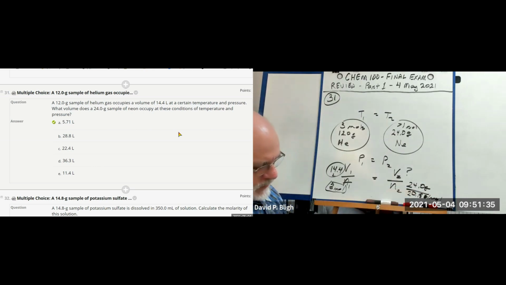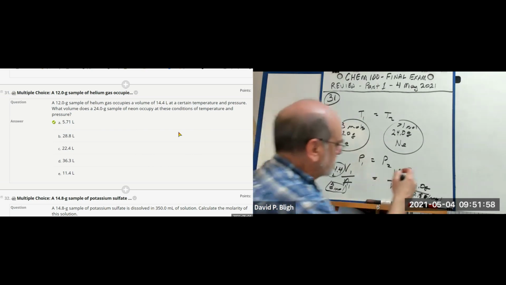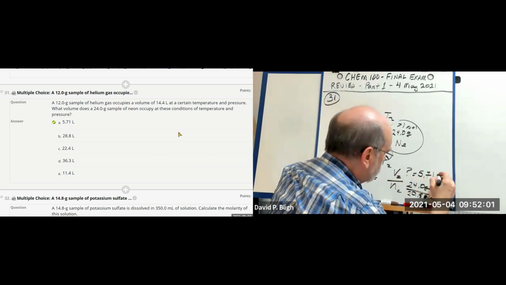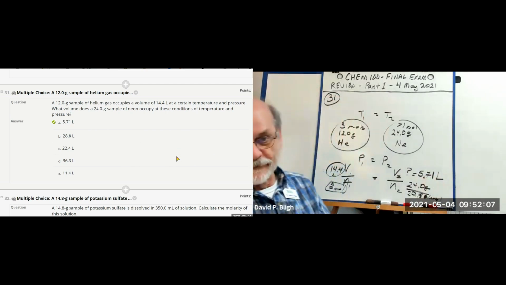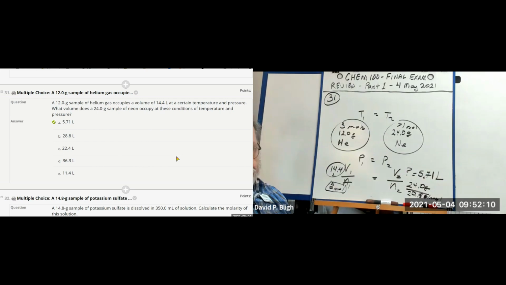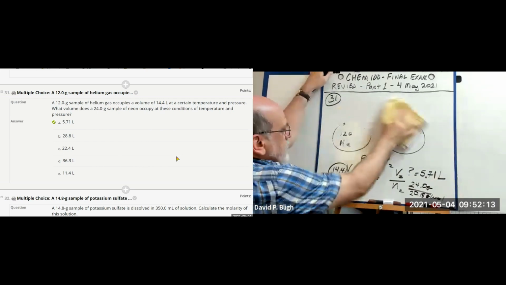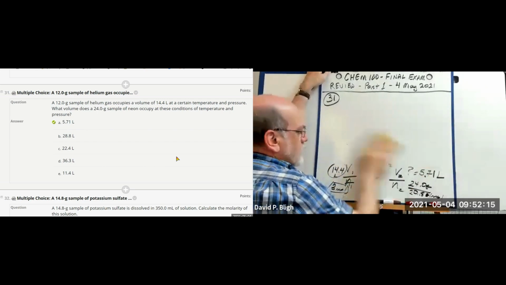So this one, I'm going to do that calculation first. 24 divided by 20.18. Right? So that's 1.189 moles. Now this one, to solve for that one, this one has to come over here. So this one is going to be multiplied by 14.4 and then divided by 3. So I get 5.71. Okay, that's why the answer is A. So that was an exercise in Avogadro's law.